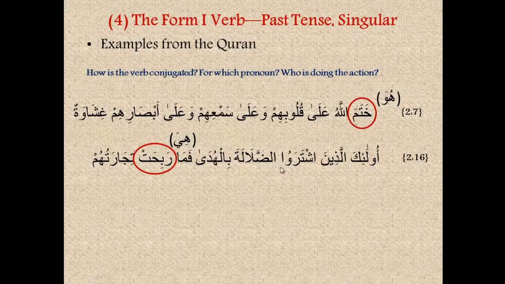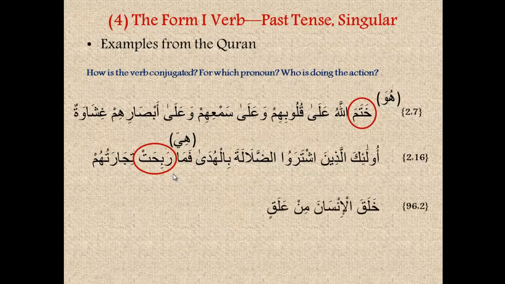أُولَٰئِكَ الَّذِينَ اشْتَرَوُا الضَّلَالَةَ بِالْهُدَىٰ. They are those who have purchased or traded الضَّلَالَة, misguidance, for guidance, and their transaction or purchase was of no benefit. فَمَا رَبِحَتْ تِجَارَتُهُمْ.